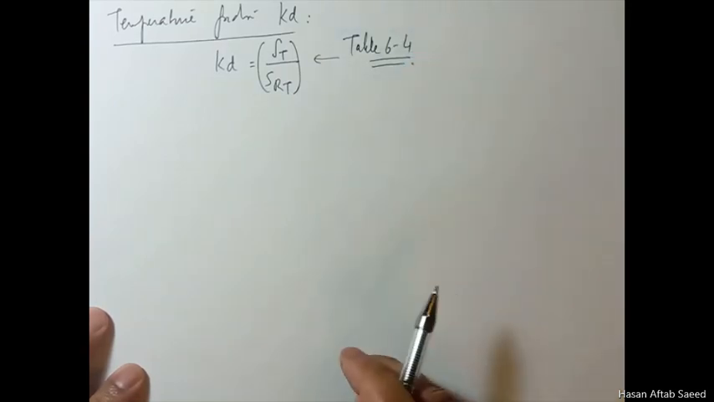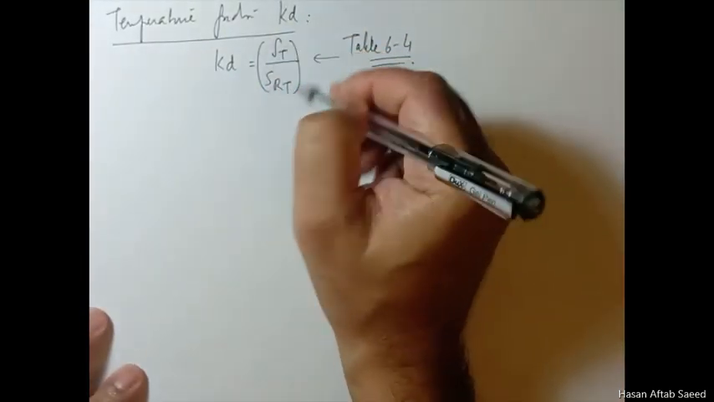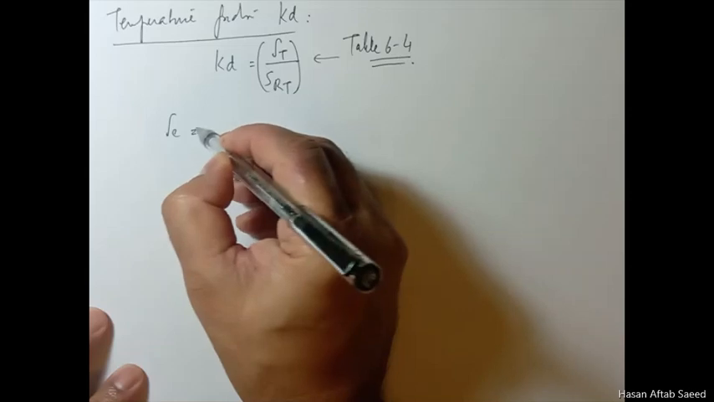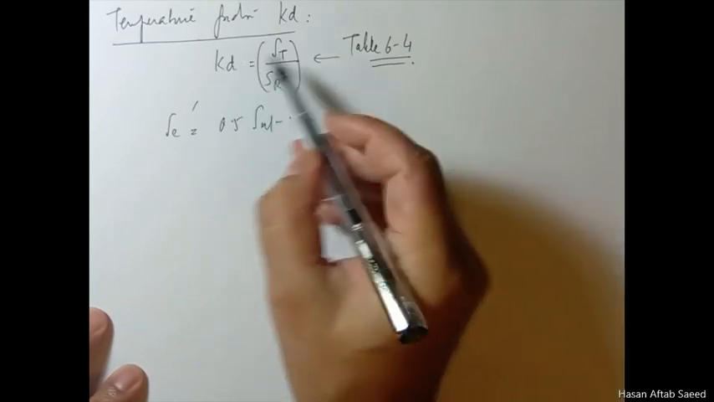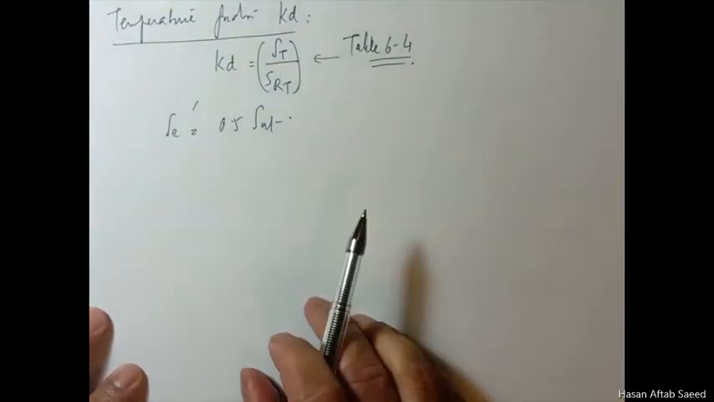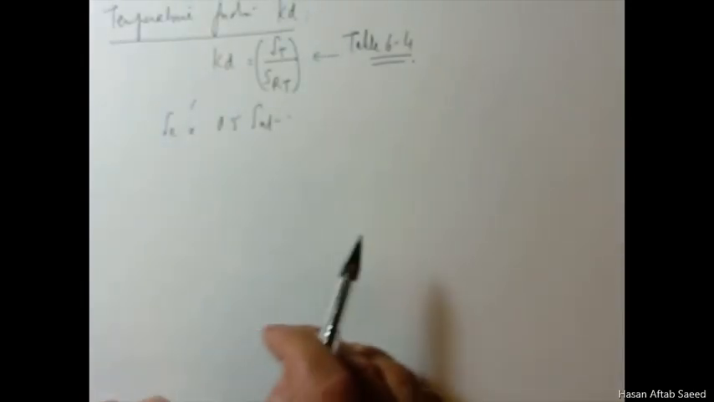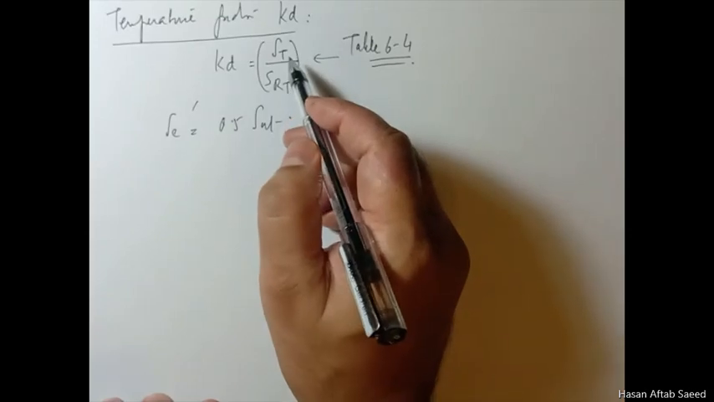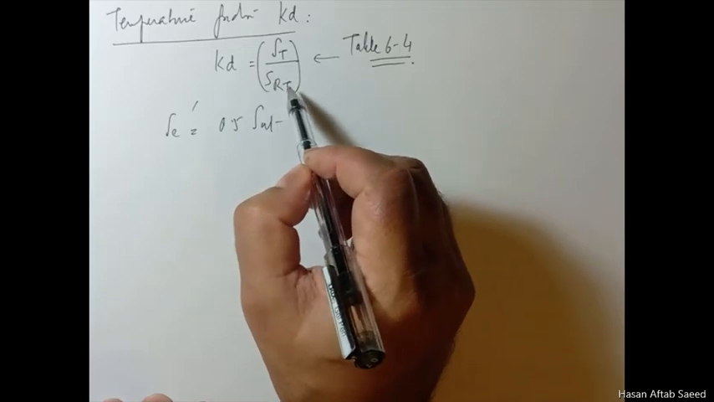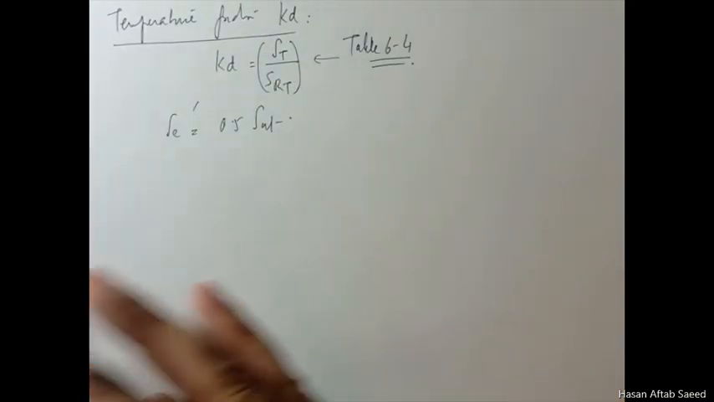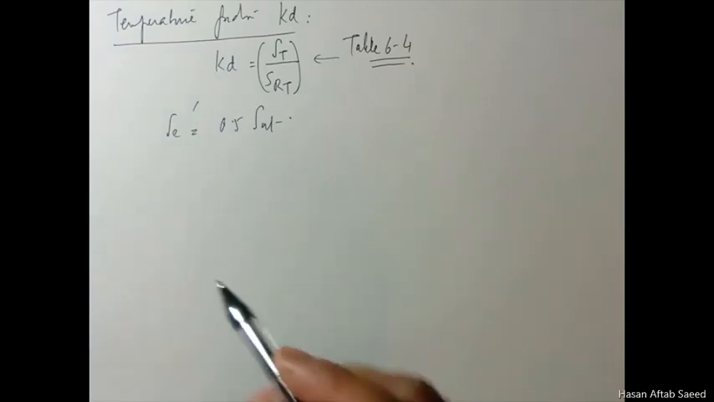Why is this ultimate tensile strength important? Because ultimately we take our SE prime from SUT. So if, because of temperature, this ultimate tensile strength is increasing, then so should this. So what we see in table 6.4 is that up to about 150 degrees centigrade, you'll have a bigger value of ST over SRT than 1. And then after 150, it drops. So our endurance limit should also reflect that, and that is why we use this temperature factor.